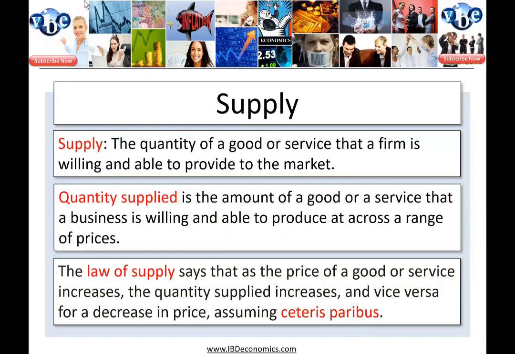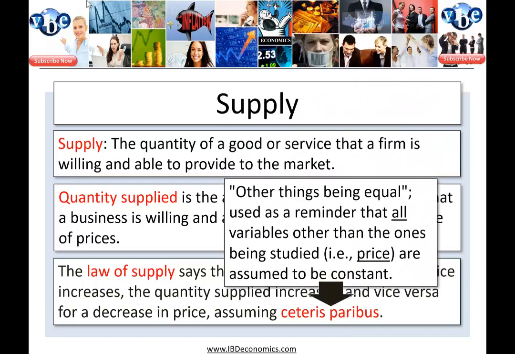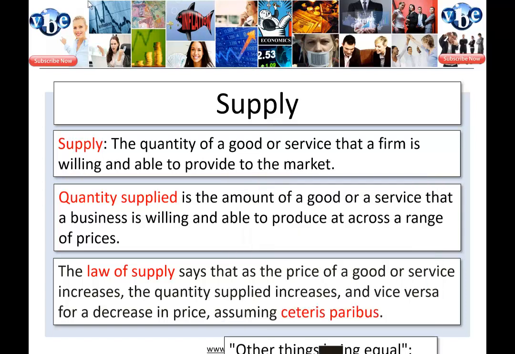And just like we had a law of demand, we also have a law of supply. And this time, the law of supply states that as the price of a good or service increases, the quantity supplied increases as well, and vice versa for a decrease in price. And again, this is assuming ceteris paribus, everything else remains equal. So with the law of supply, we're just interested in changes in the price. That's the only variable we're looking at. Other things are assumed to be constant.